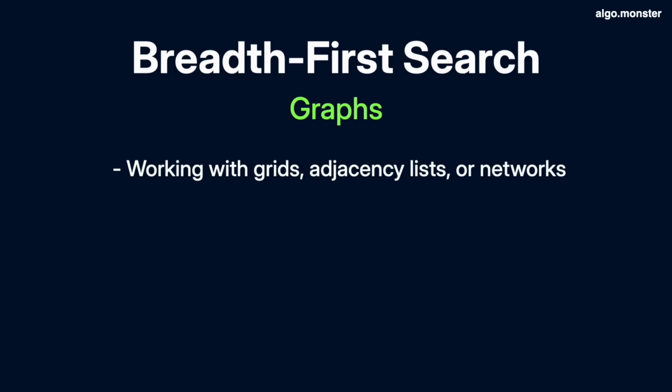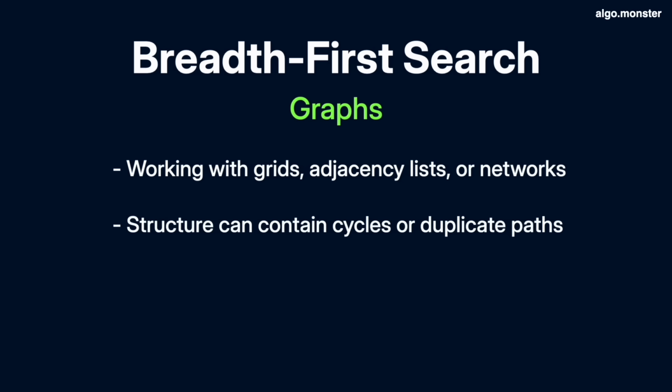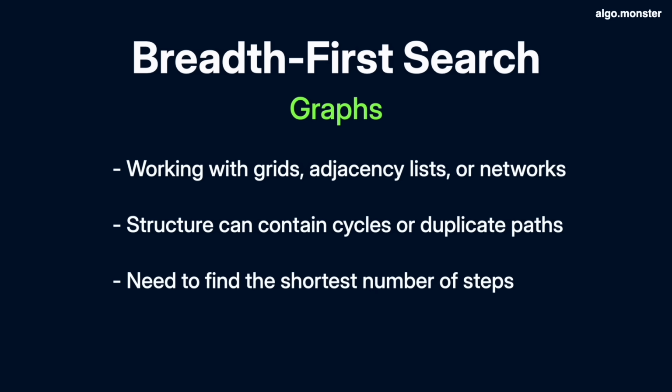Use this version when you're working with grids, adjacency lists, or networks. The structure can contain cycles or duplicate paths. You need to find the shortest number of steps or minimum moves. You're exploring possible states in puzzles, games, or logic problems. BFS on graphs is especially useful when all edges or moves have the same cost, because it will always find the shortest path first.